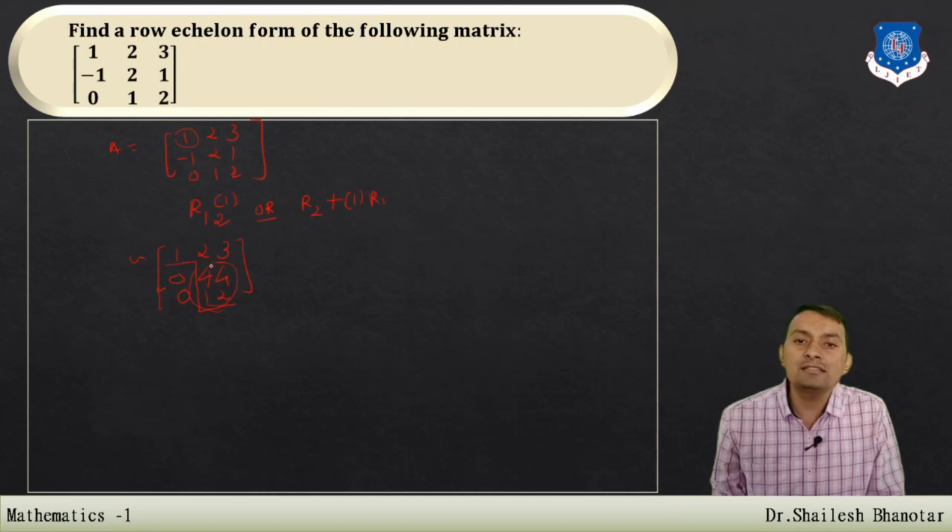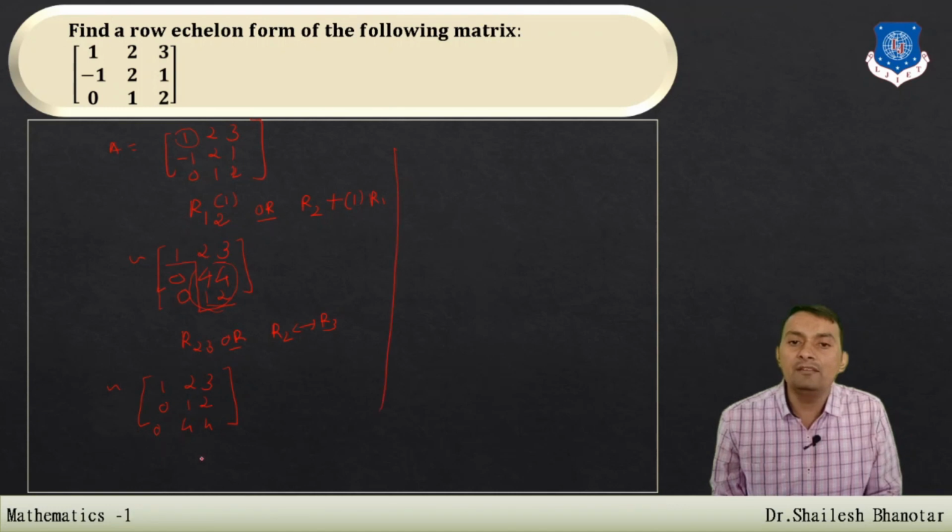For the second row, in that particular column we must have, for simplicity, a leading entry 1, but it is not there. So I'm going to consider R23, that is R2 goes to R3 and R3 goes to R2, and therefore we have its equivalent matrix 1 2 3, 0 1 2, 0 4 4.